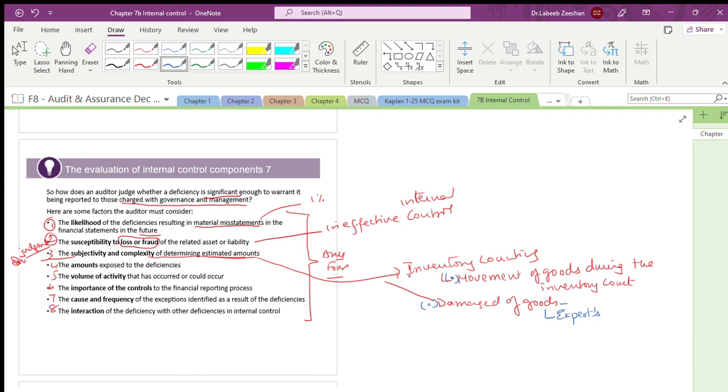Complexity of the estimated amount: we don't know to what extent the goods have been damaged. Then we cannot make our own judgment. We will take the help of the experts and say what the estimated amount of the damage of goods is. If that is the case, we have to report to the people charged with governance. The amount exposed to the deficiencies is very important. When we are saying amount, it is a big judgment.